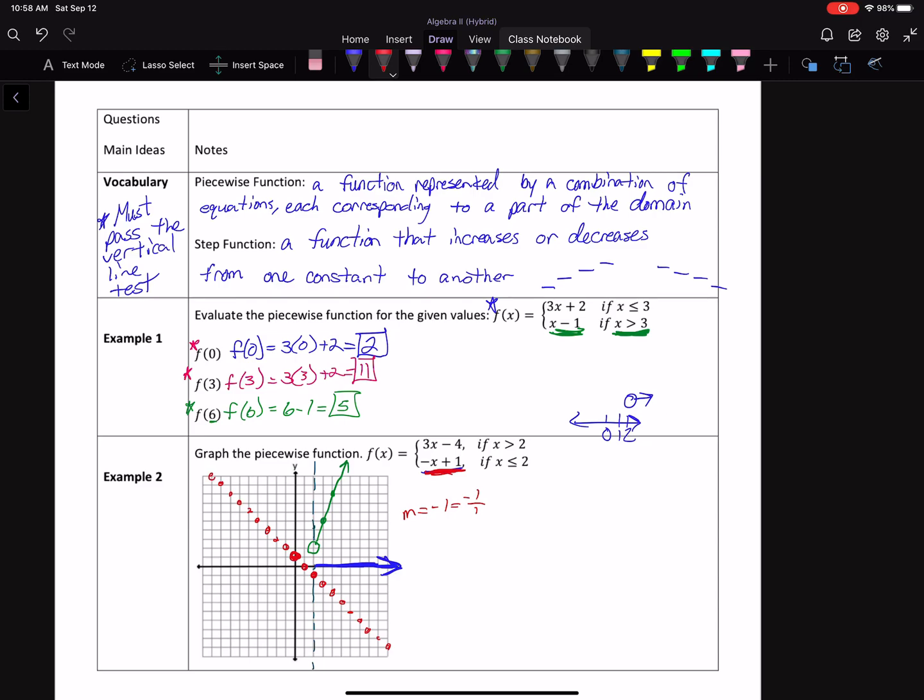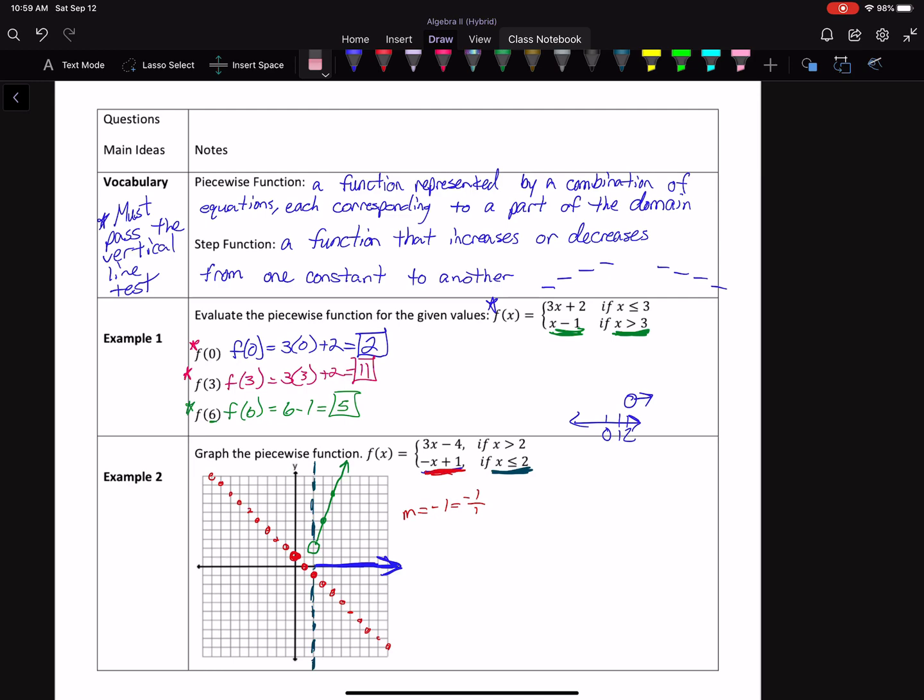Okay, so that would be the second equation if this domain restriction didn't exist. But it does exist. I still have my cutoff point here where the equations are changing. It's this dashed line here. So now I've got to decide. I want the values less than or equal to 2, so I want everything to the left of that line.